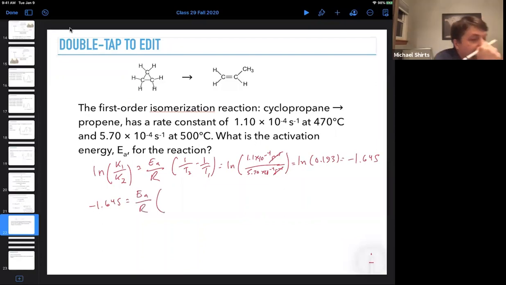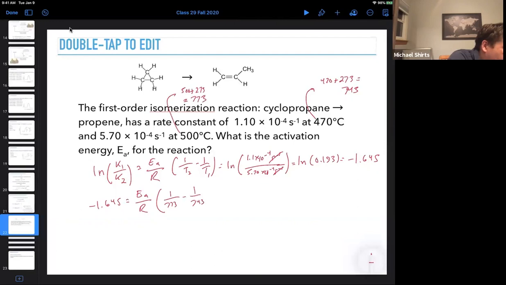So we have minus 1.645 is equal to activation energy over R. And remember, all of these formulas use Kelvin temperature, so let's convert to Kelvin. This becomes 470 plus 273, that's 743. This is 500 plus 273, that's 773. So this is 1 over 773 minus 1 over 743.